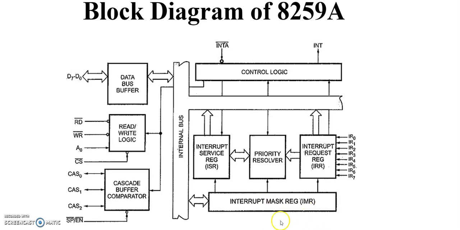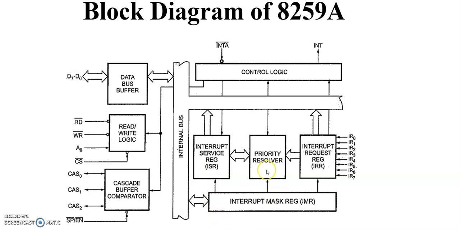So each bit in this IMR register corresponds to an interrupt input with the same number. The next one is the ISR, the interrupt service register. It keeps track of which interrupt inputs are currently being served, so the corresponding bit will be set in the ISR.